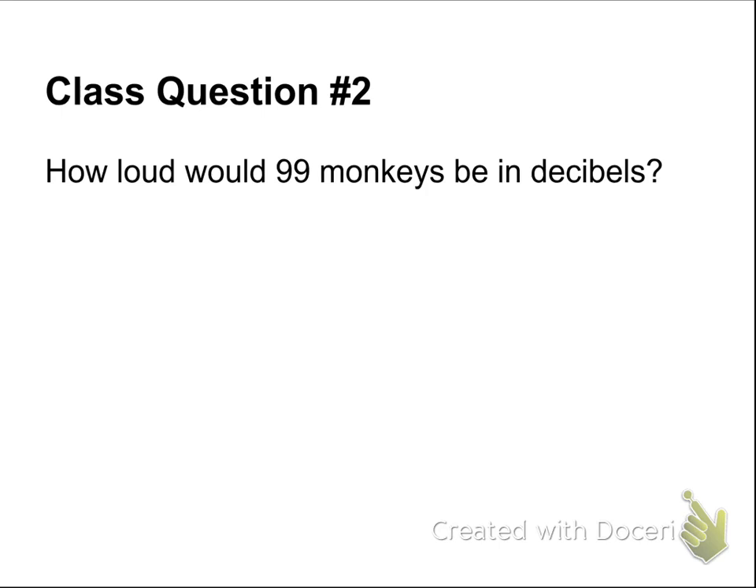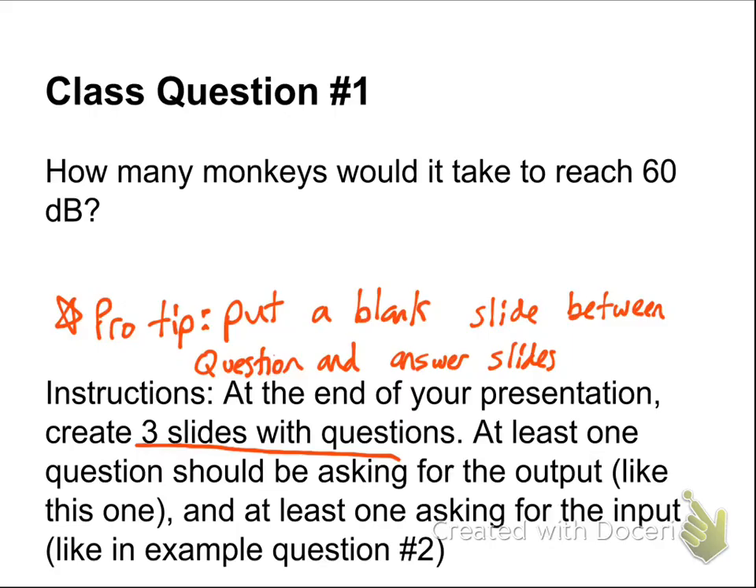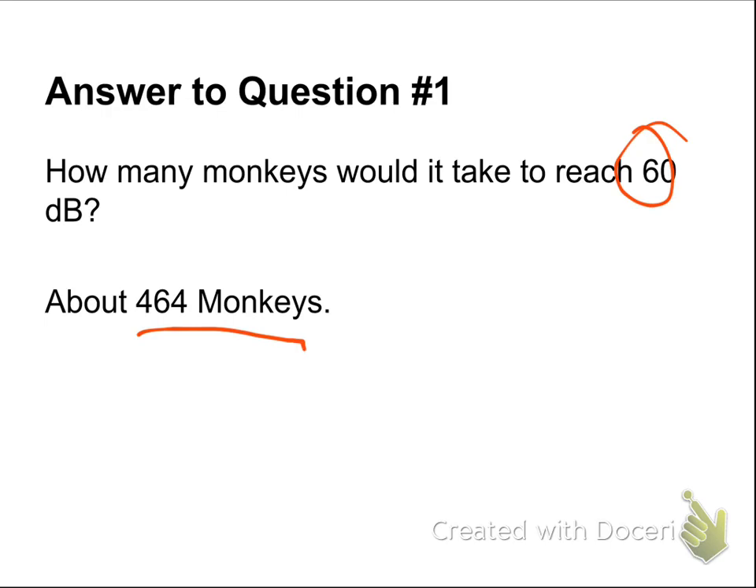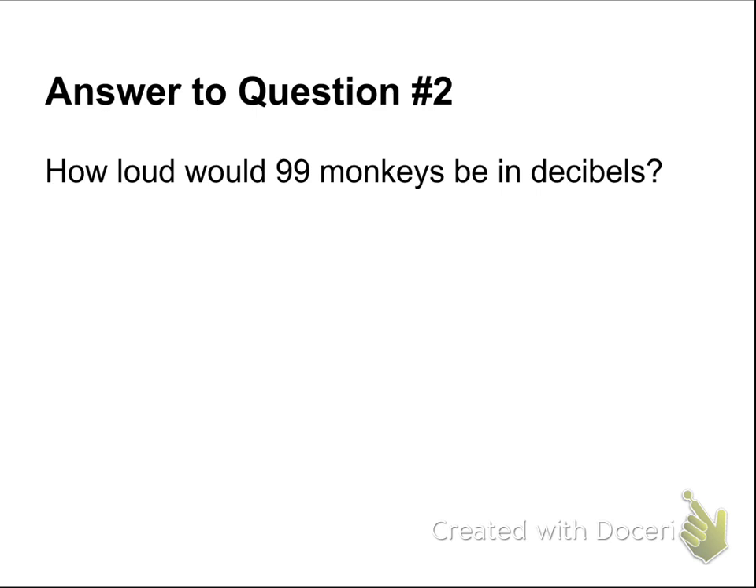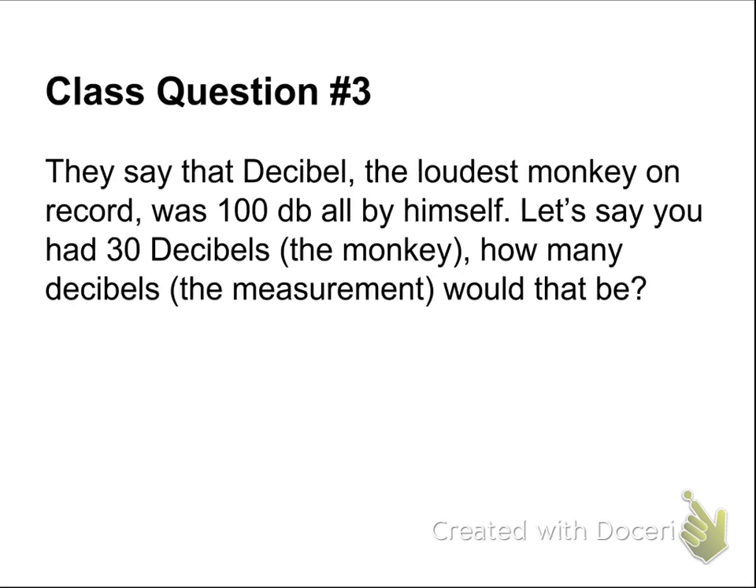Then you can ask a question. So one thing I want you to notice, see my first question here, how many monkeys would it take to reach 60 decibels? The decibels is the output, so I'm asking for an input value, and the answer is the input. Here I have an input value, how loud would 99 monkeys be in decibels, and I'm looking for an output. So you should have one question that's looking for the output, one question that's looking for the input here, and I did not answer this one, but again, you will.